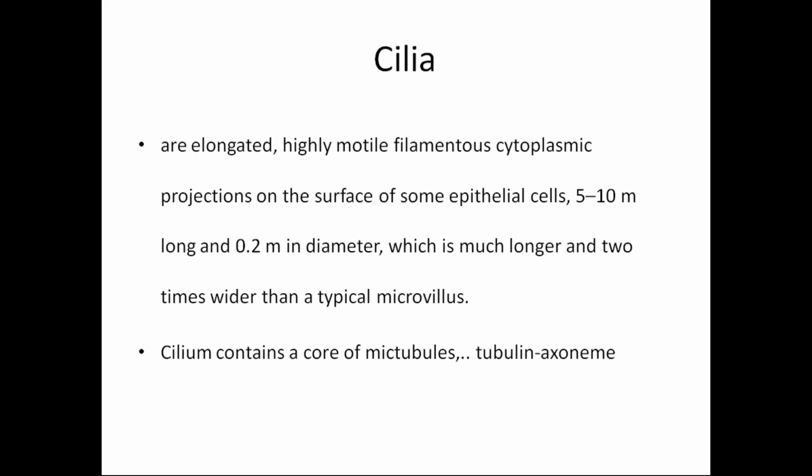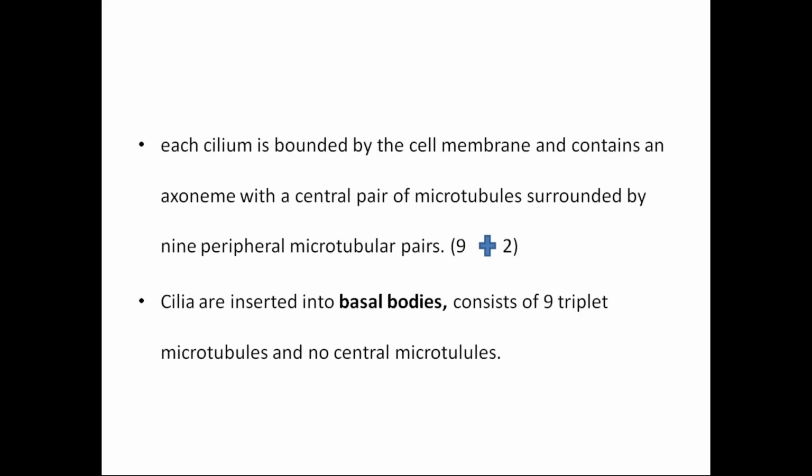And how are these microtubules arranged in the cilium? In cilia, microtubules are arranged in a 9 plus 2 pattern. Centrally 2 tubules are there, and peripherally 9 paired tubules lie. So in that way cilia are arranged. Each cilium is bounded by cell membrane and contains an axoneme, made of alpha and beta tubulin, with a central pair of microtubules, that is 2, surrounded by 9 peripheral microtubular pairs. So this term is very important, the 9 plus 2 pattern.